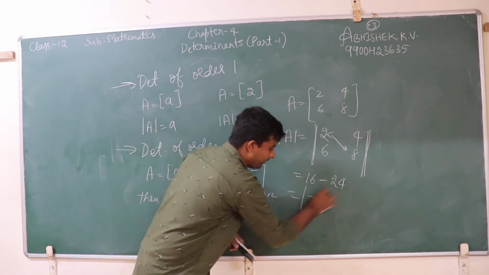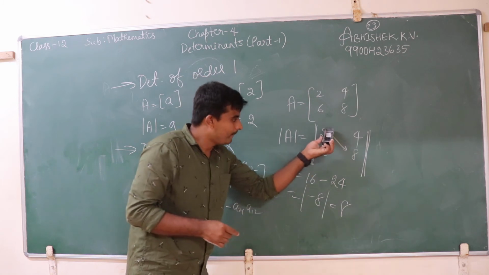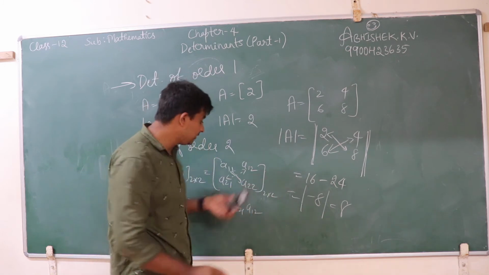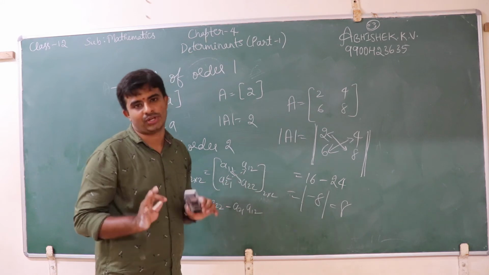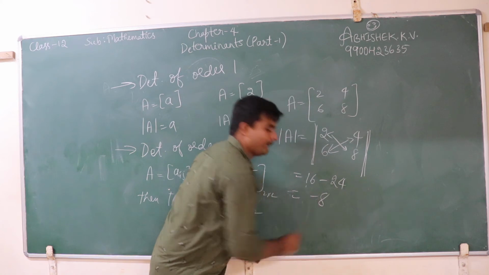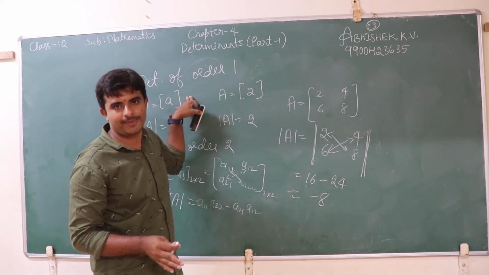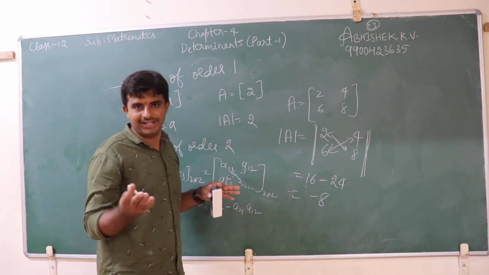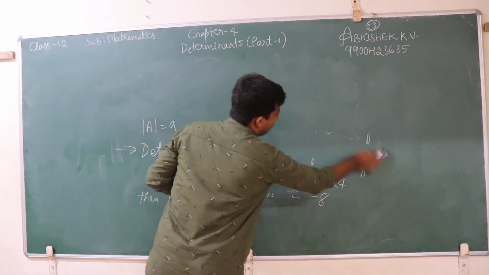And don't be confused: if I consider this differently, then it is wrong. Determinant is defined by taking the product of diagonal elements minus the product of anti-diagonal elements. This is for 2 cross 2. This is the procedure to determine the determinant value of a 2 cross 2 matrix. Is it clear? So this has the value minus 8. This is a square matrix, and this is also a square matrix. We are remaining to learn the procedure for 3 cross 3 matrices, right? So let us move on to that. Determinant of order 3.